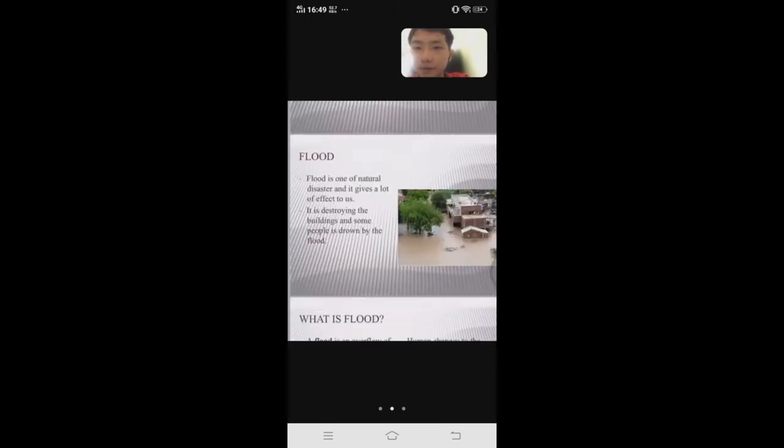Flood. Flood is one of the natural disasters and it has a lot of effects on us. It destroys buildings and some people are drowned by the flood.